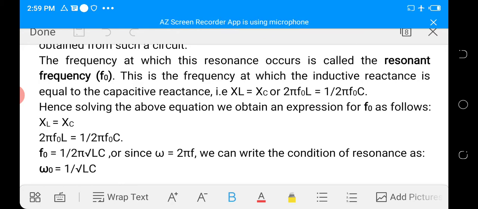Equating the two and making F0 the subject of the formula, we have F0 is equal to 1 over 2 pi square root LC, where L stands for the inductance of the inductor and C stands for the capacitance of the capacitor. You can remember that omega, our angular velocity, is given as 2 pi f. Then multiply both sides by 2 pi, we have omega naught is equal to 1 over root LC, where omega naught is known as the resonant angular velocity.